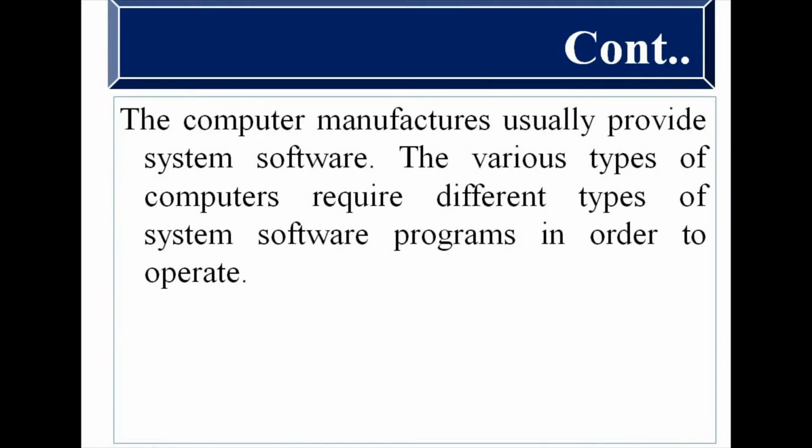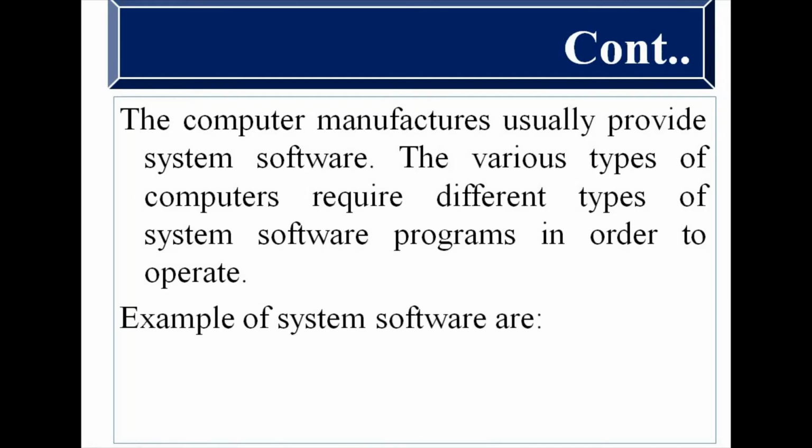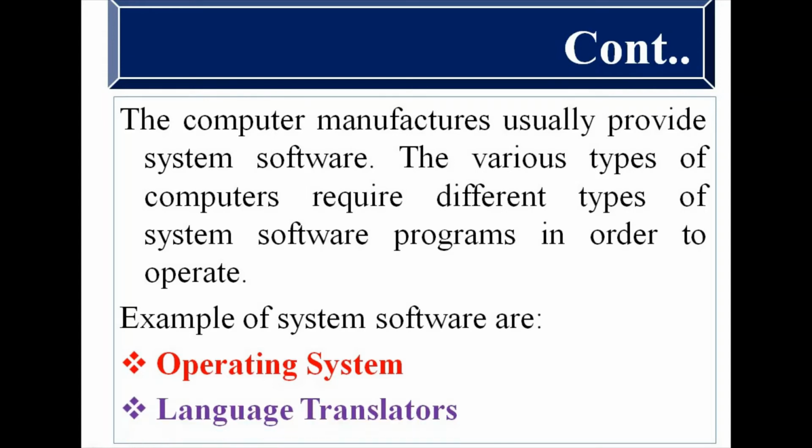The computer manufacturers usually provide system software. The various types of computers require different types of system software programs in order to operate. Examples of system software are operating systems and language translators.